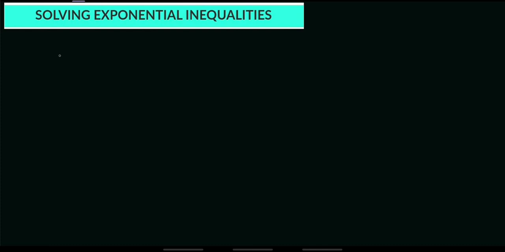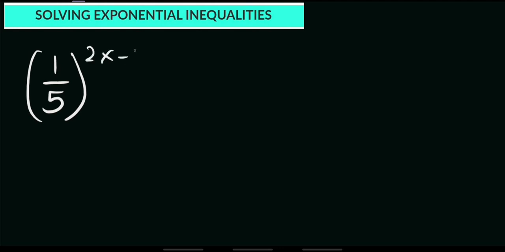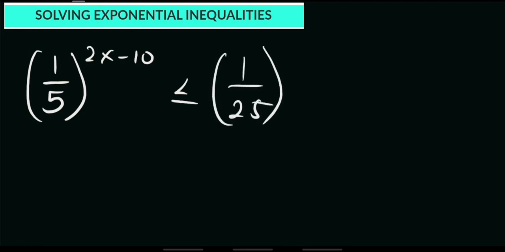Let's say we have 1 all over 25, or 1 over 5, sorry. 1 all over 5 raised to 2x minus 10. Okay, let's say that is less than or equal to 1 all over 25, raised to 3x plus 13. Okay, same procedure. Try to answer this one on your own. Pause this video and then let's try to solve this one and then check natin yung inyong answer.